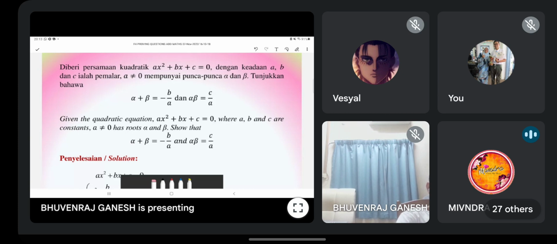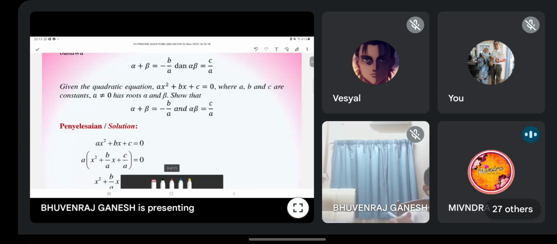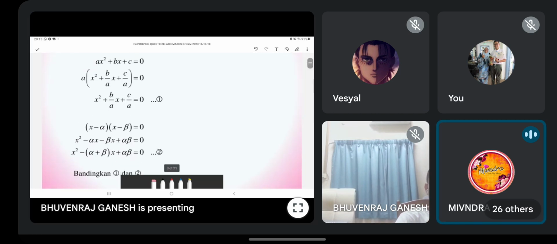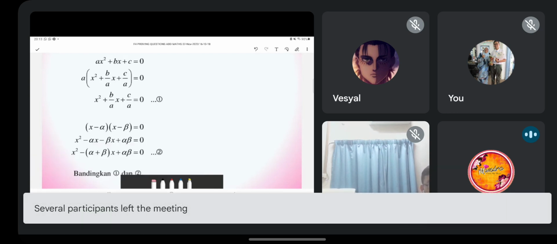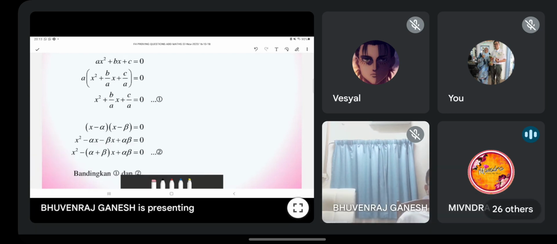So A x square, bro, can you scroll down? Okay, untuk ni A x square plus B per A x tambah C per A. Mereka dah faktorkan keluar A dulu, lepas tu dah jadikan persamaan pertama. Lepas tu kita guna punca-punca yang dah diberi kat atas, punca alpha and beta. Kita sekarang ni nak carikan persamaan kuadratik balik. Itu je konsep dia, nak carikan kuadratik again.